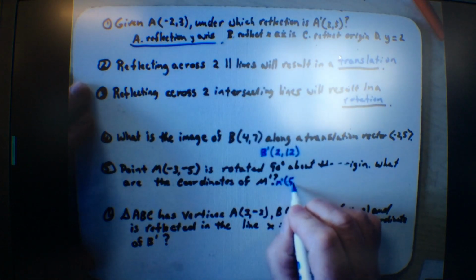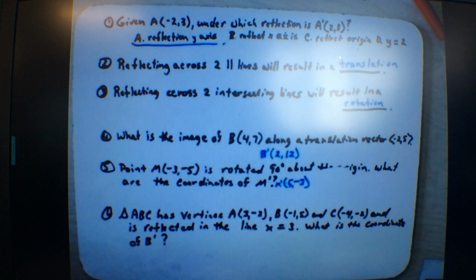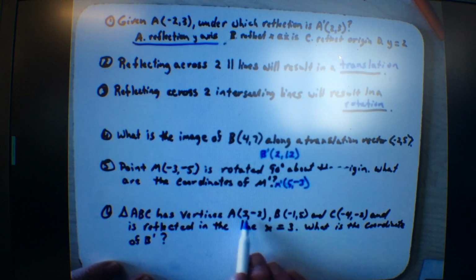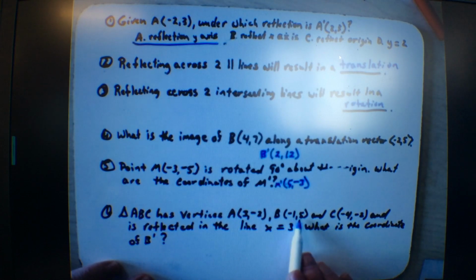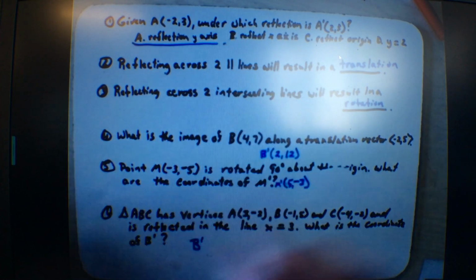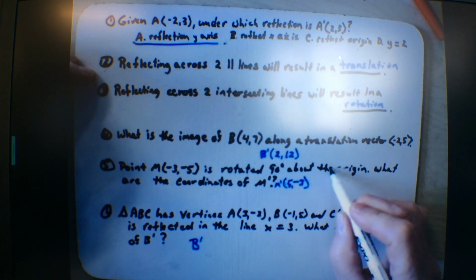Now, some of these might be wrong, so I'm just going with what you said. Oh, I just erased that, sorry. Triangle ABC has vertices A (3, -2), B (-1, 5), and C (-4, -2), and is reflected in the line x equals 3, so that's a vertical line, correct? What are the coordinates of B prime? All I want is B prime. It's not necessary for you to do A prime or C prime, right?